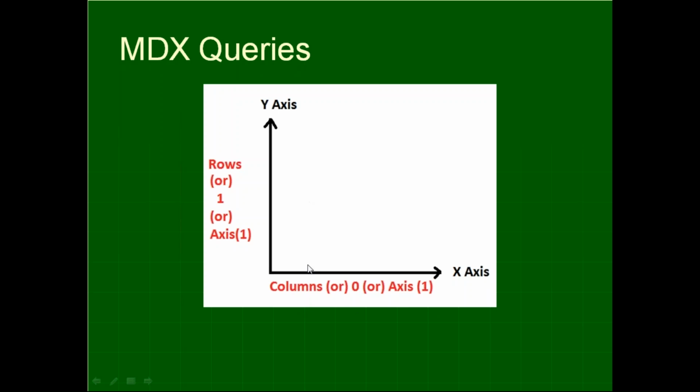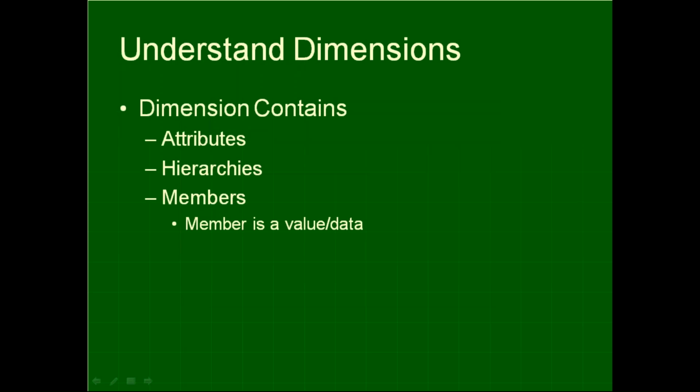When you drag and drop some data here, it'll create a column like this. Clear? And when you drag and drop something onto the y-axis, it will create rows like this. So columns means x-axis and rows means y-axis.